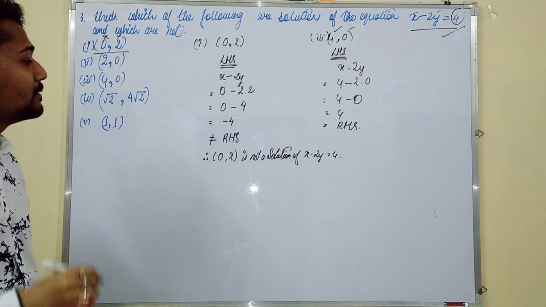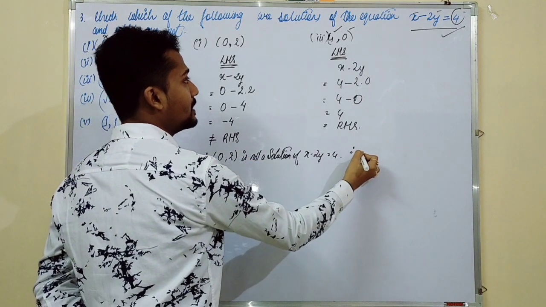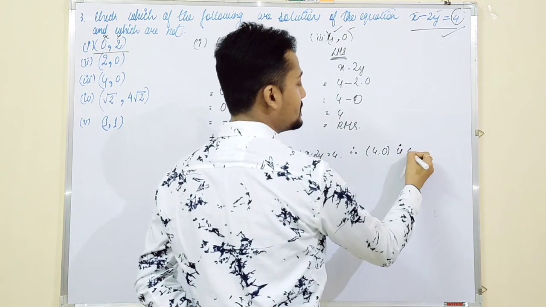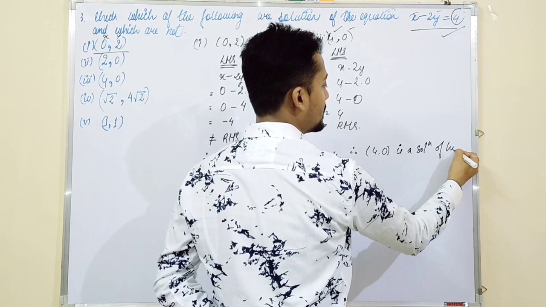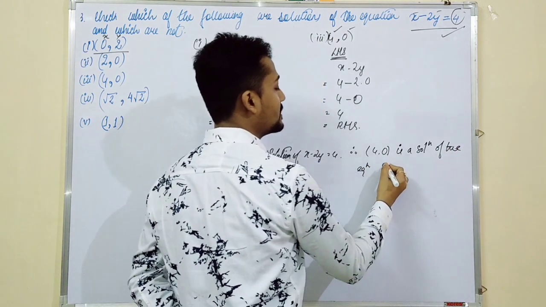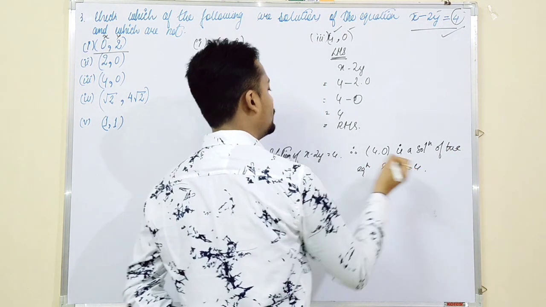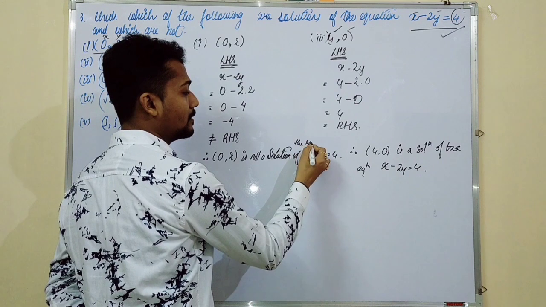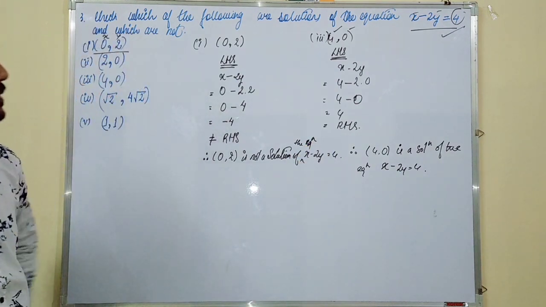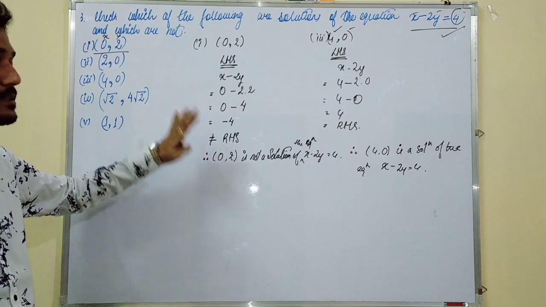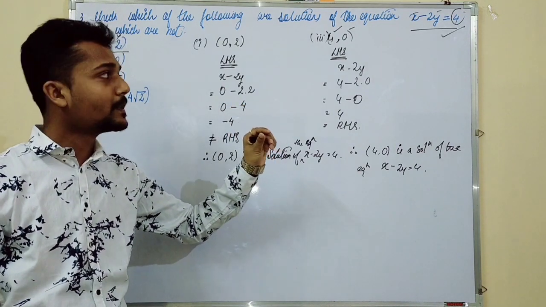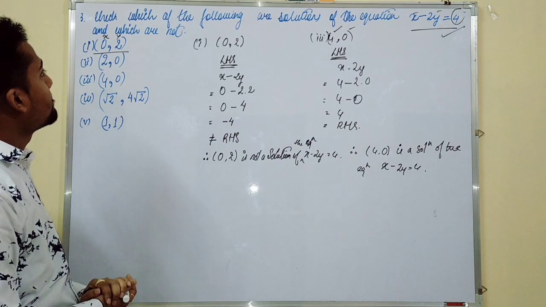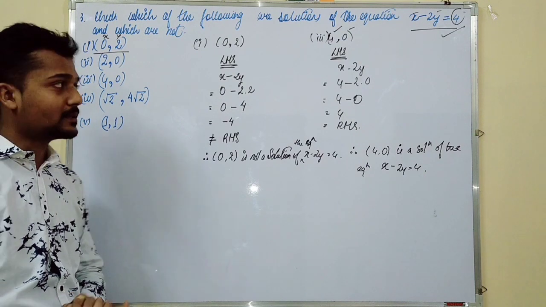How will you write? You will write, therefore, 4 comma 0 is a solution of the equation x minus 2y is equal to 4. I hope it is not that difficult that I have to do all the questions, so I leave the rest of the questions for you to do by yourself. I'll move on to the next part. So note it down till this much.